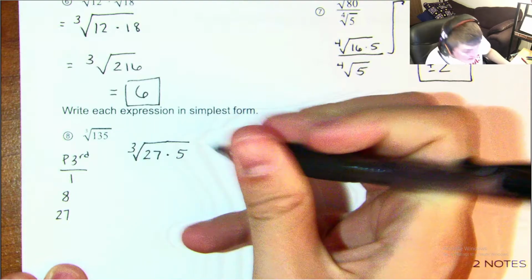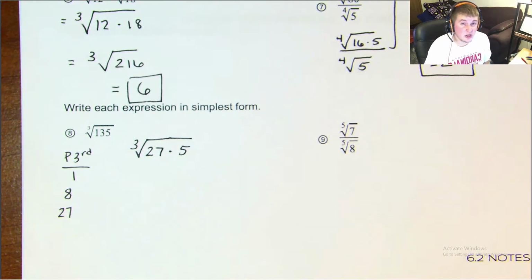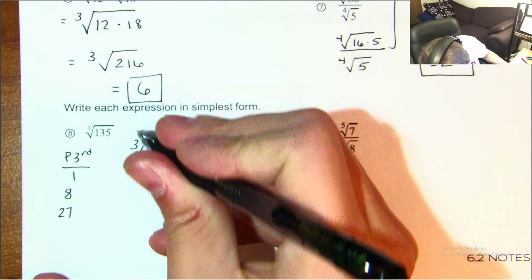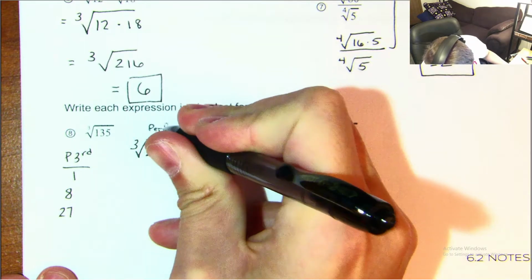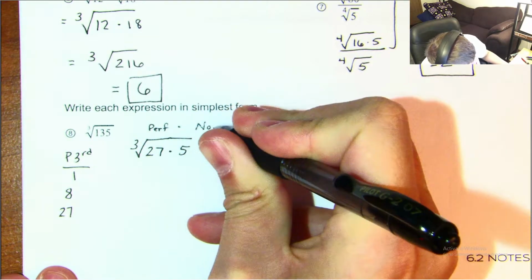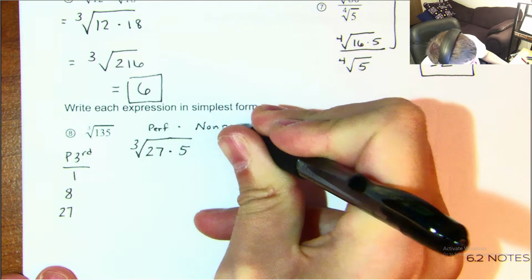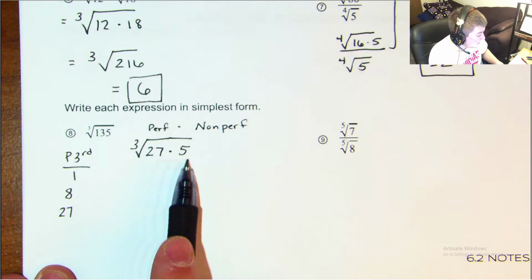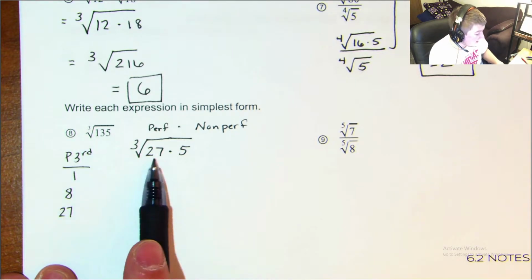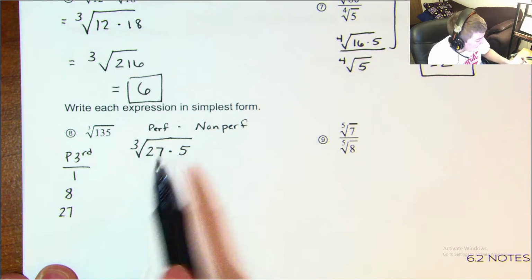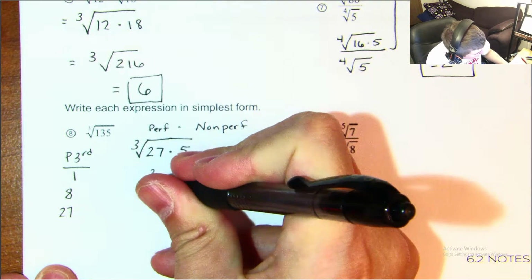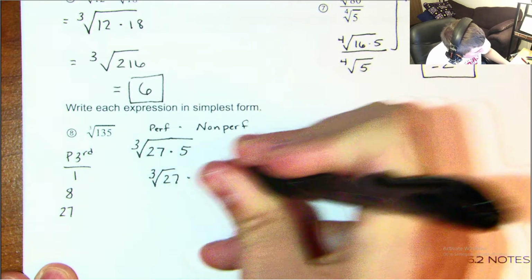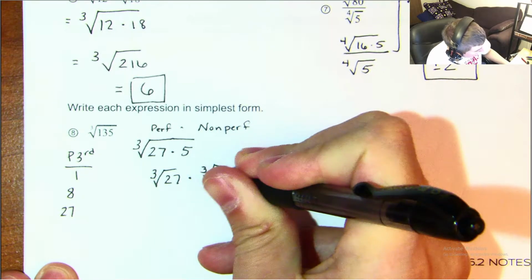This is the exact same way that we simplified square roots in chapter 4, and I think we simplified some cube roots. We basically split it up into perfect powers times non-perfect powers, if you recall. Because then this radical can be split up. I took 135 and split it up into 27 times 5, and that allows me to go cube root of 27 times the cube root of 5.